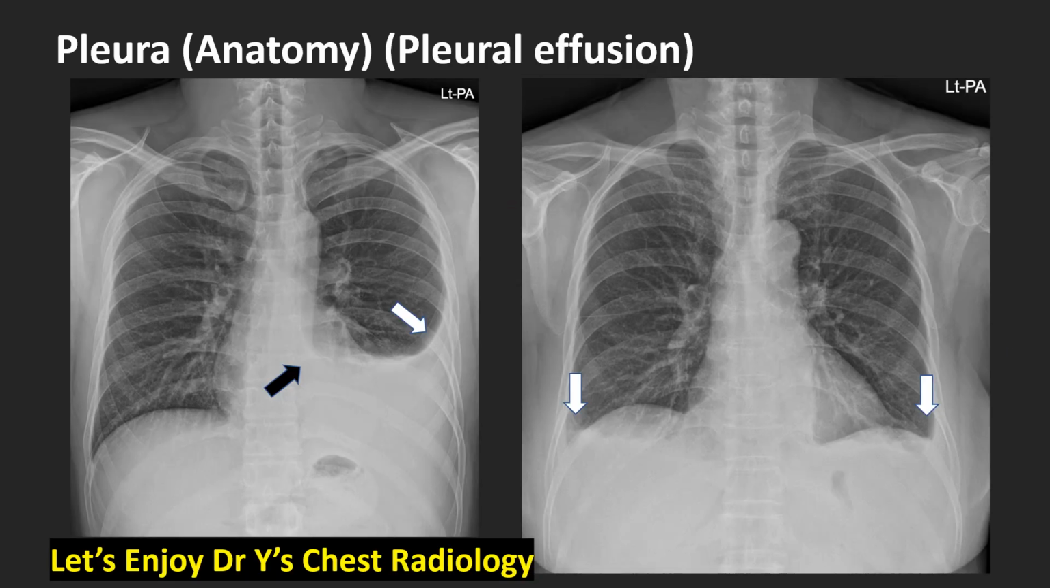Pleural anatomy, pleural effusion. Arrows on the left chest radiograph show paraspinal line obliteration and meniscus sign of pleural effusion, and arrows on the right film show costophrenic angle obliteration of pleural effusion.